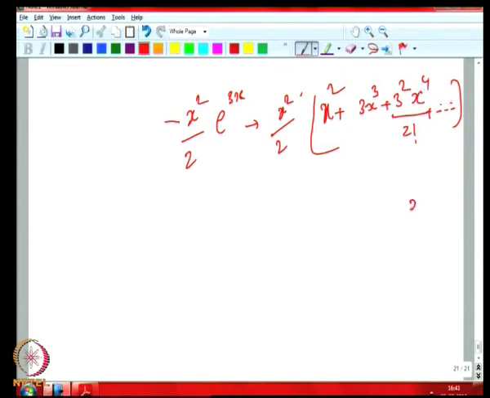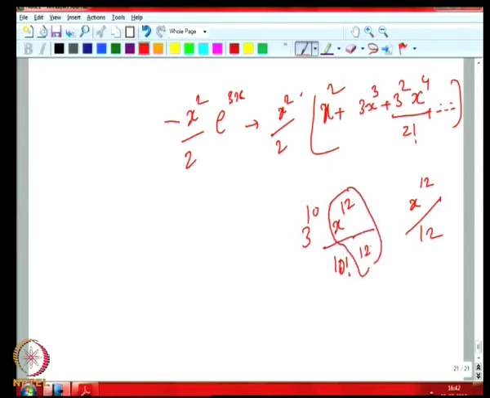So when you are looking for the coefficient of x raised to 12 by 12 factorial, you should look at x raised to 12. So actually we are looking at x raised to 10 by 10 factorial, and you had this 3 raised to 10 here, which became 12 because of this multiplication by x square. Now this has become x raised to 12 by 12 factorial. What we do is we introduce a 12 factorial in the denominator and introduce something here.